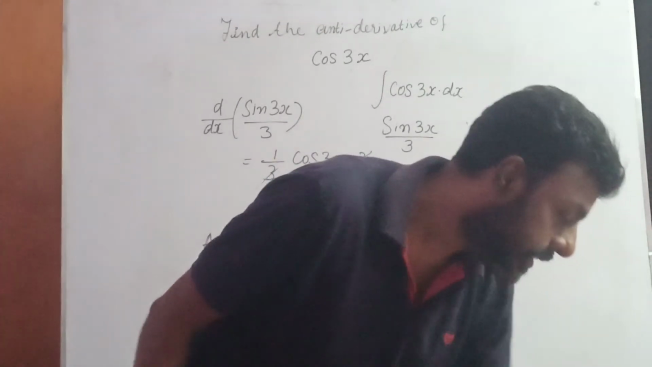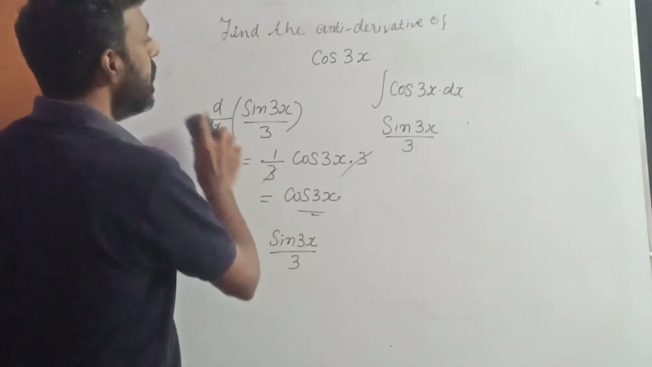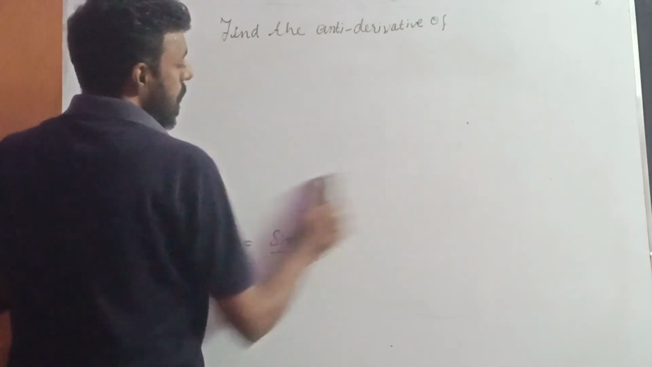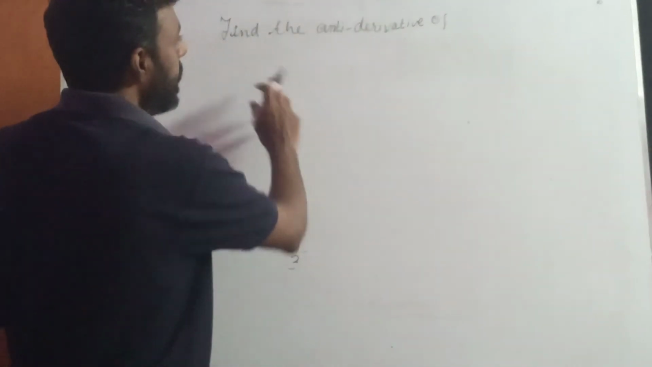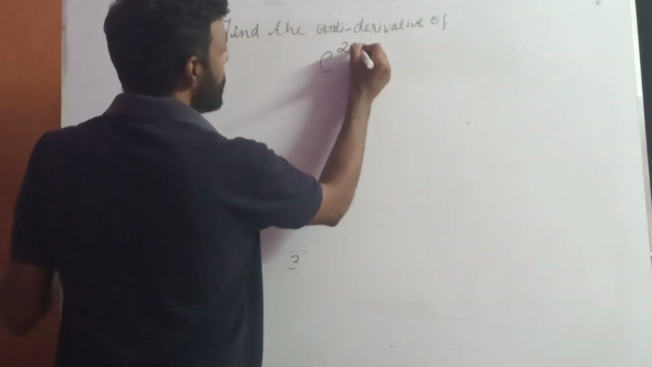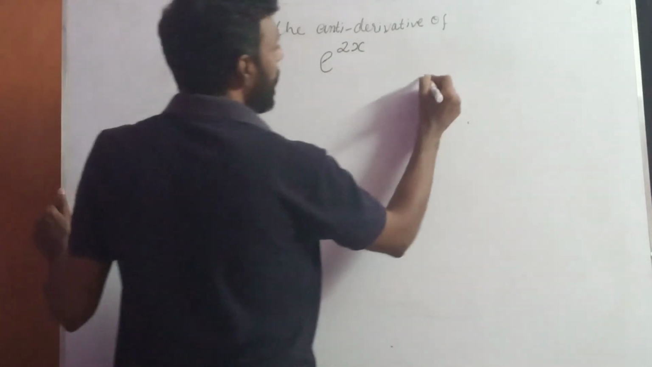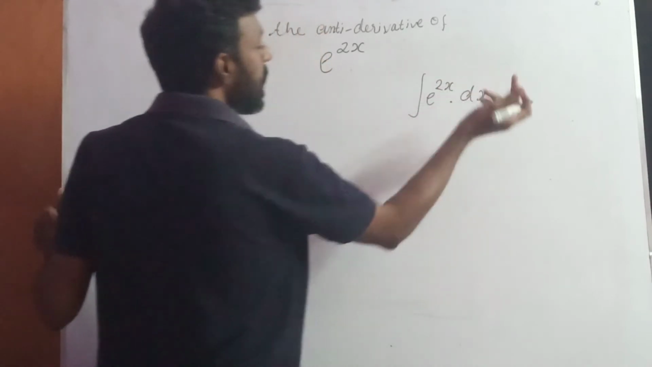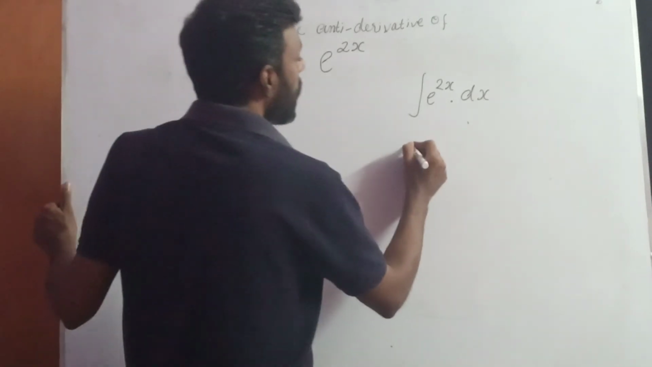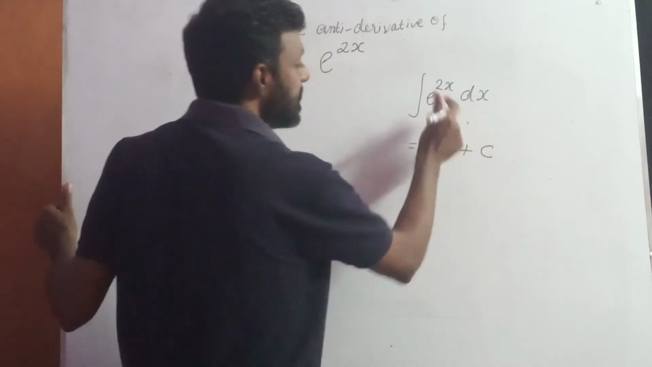So let's get into the other thing. If the value is going to be in exponential form, how are we supposed to find the antiderivative of an exponential? Let's solve one problem based on an exponential value: the antiderivative of e to the power 2x. If I integrate this, what will happen? The integral of e to the power 2x into dx will be e to the power 2x divided by 2 plus c. This is the value.